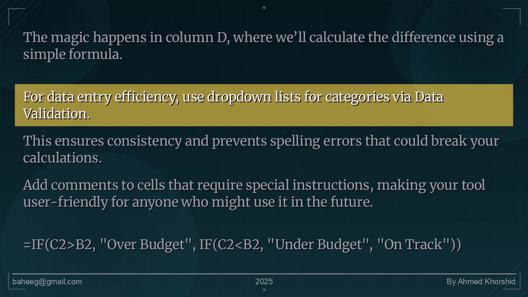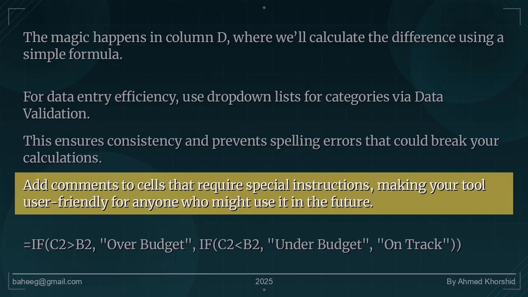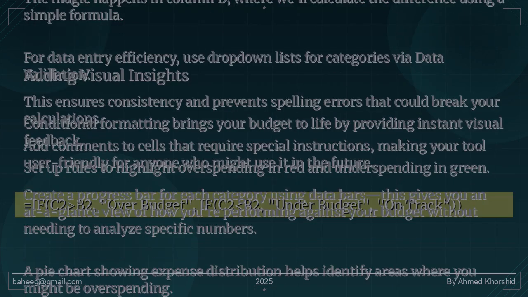For data entry efficiency, use drop-down lists for categories via data validation. This ensures consistency and prevents spelling errors that could break your calculations. Add comments to cells that require special instructions, making your tool user-friendly for anyone who might use it in the future. Equals IF C2 > B2, "over budget", IF C2 < B2, "under budget", "on track".